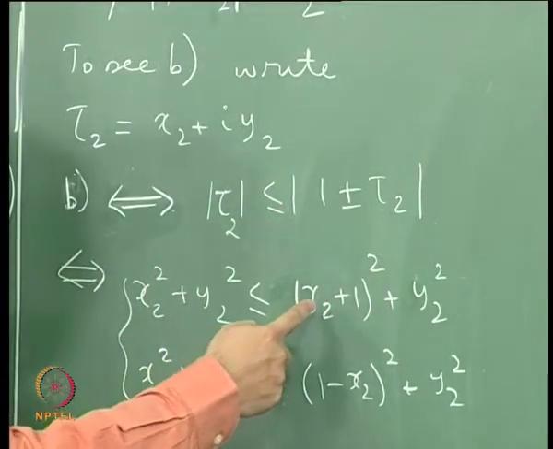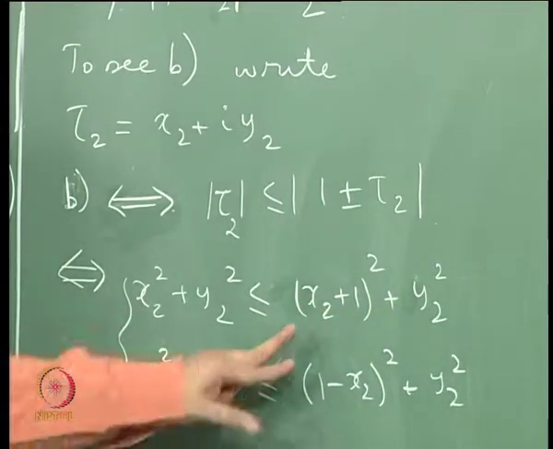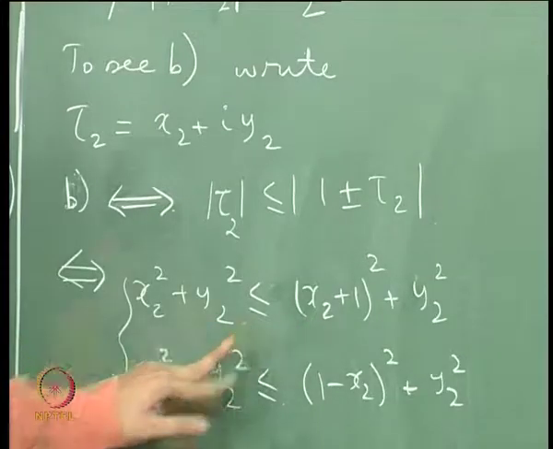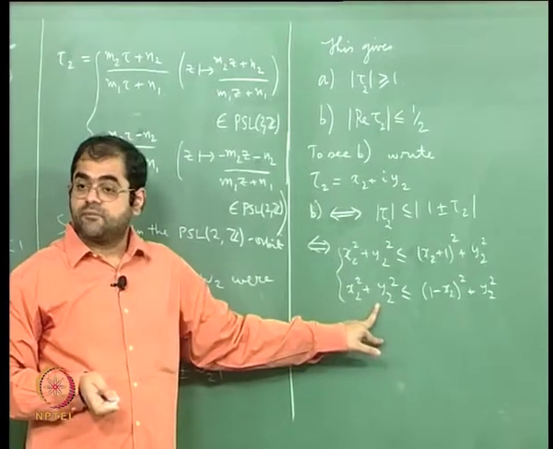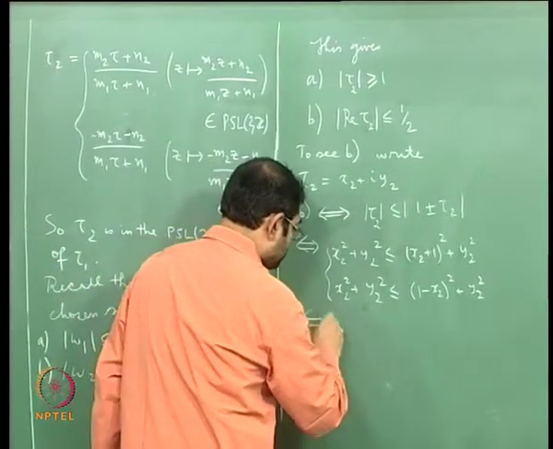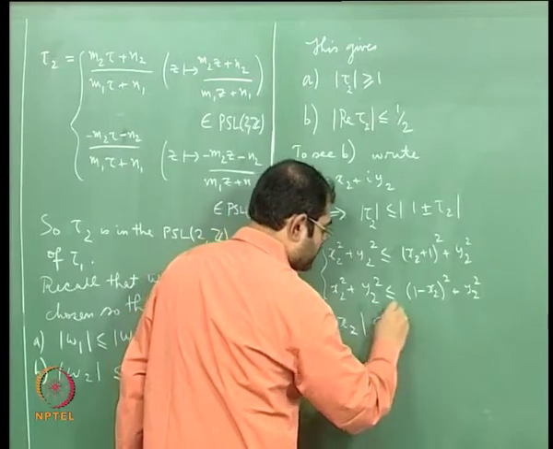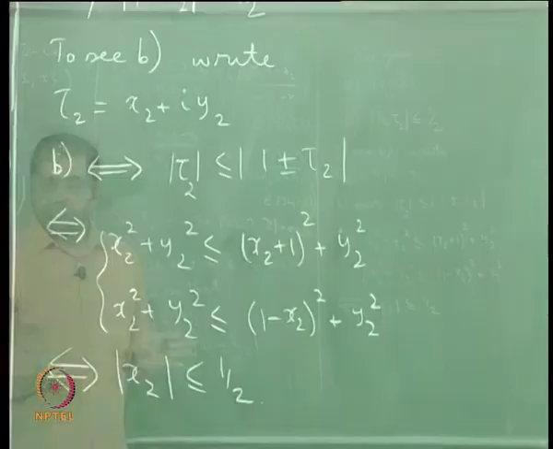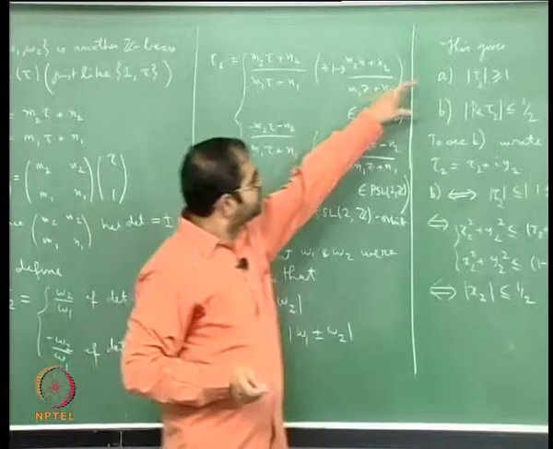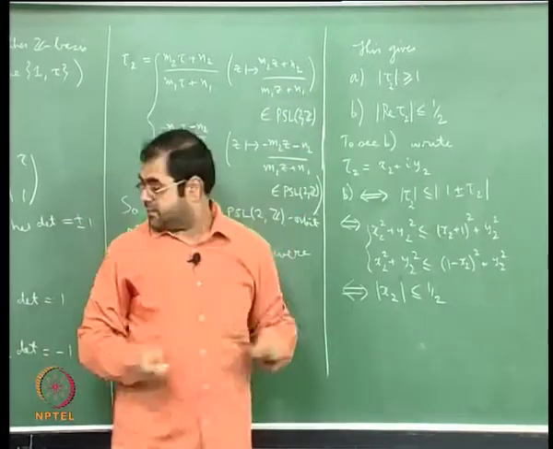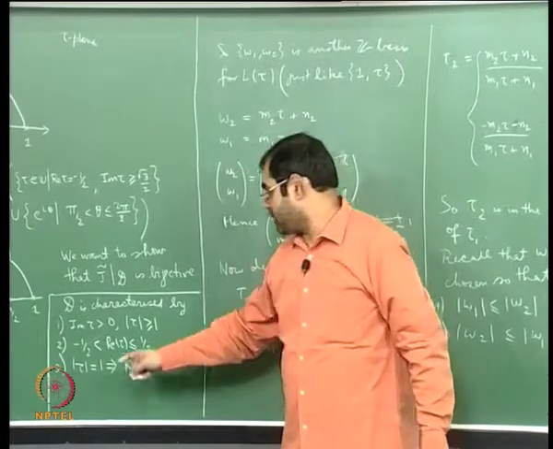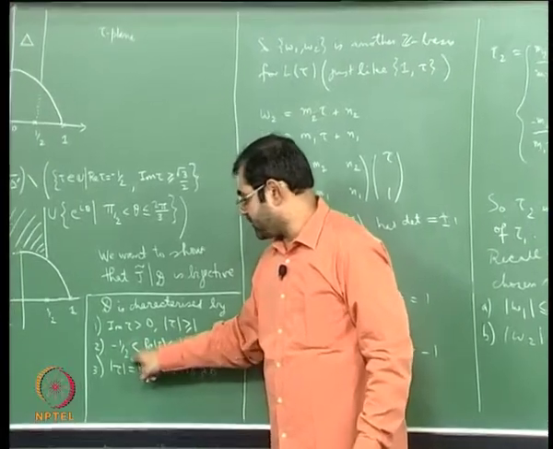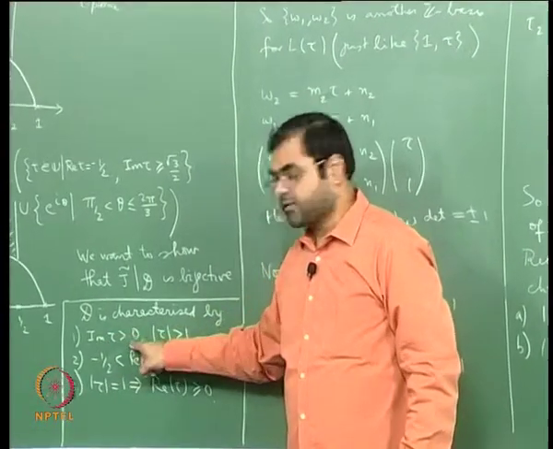Now if I expand everything out, the x2 squared and y2 squared on both sides will cancel. The first one will give me 2x2 plus 1 greater than or equal to 0, that is x2 greater than or equal to minus half, and the second one will give me x2 less than or equal to half. So this is equivalent to mod x2 less than or equal to half, and mod x2 is the modulus of the real part of tau 2. So it is fairly simple that these two translate to these two conditions. There is only one problem, namely I will have to ensure what happens when the real part of tau is half, and also that the imaginary part of tau is positive.